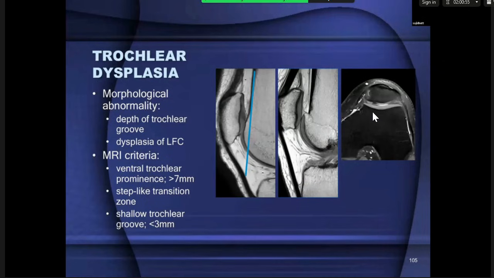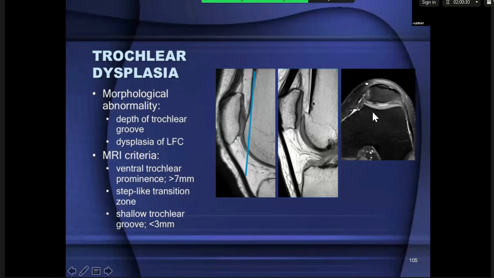How do you know if the trochlea is dysplastic or not? People have described various measurements and rules. I would suggest that you try and visualize what the trochlea looks like. If it's a shallow trochlea, if the medial side is smaller, and if the patella is subluxed on the lateral side, call it dysplastic.